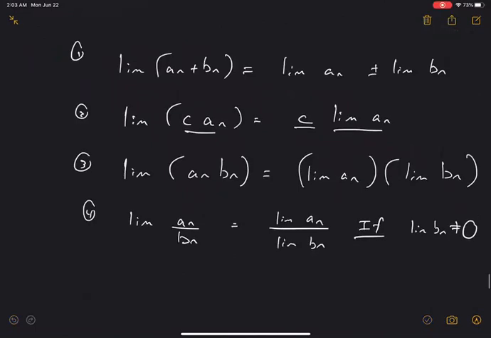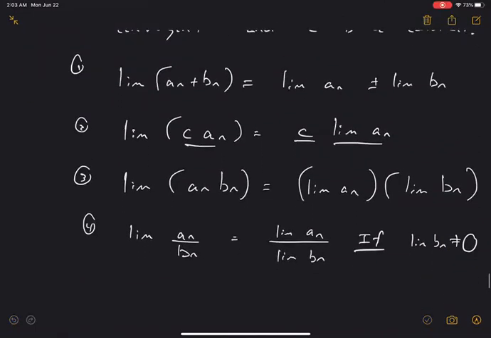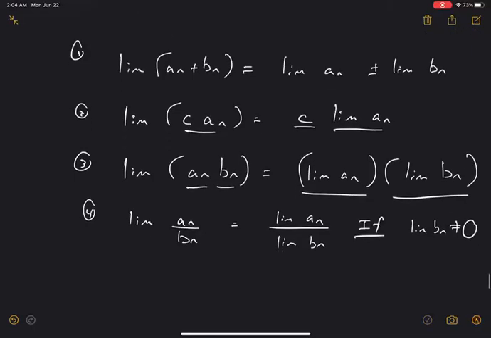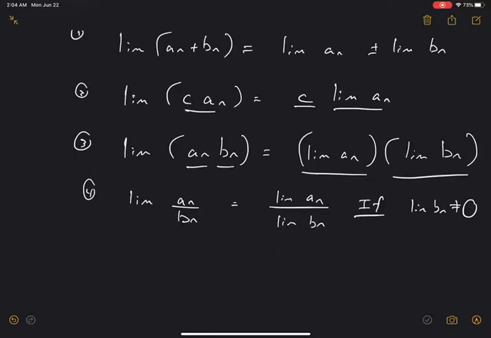I have 2 more results. If a_n and b_n are convergent, the limit of a_n times b_n is equal to the limit of a_n times the limit of b_n. And then finally, we have the same thing with division. As long as the limit of this b_n is not equal to 0, right? If this limit on the bottom is 0, then this is like 5 over 0 or something like that. That's not defined. So we need to always be sure that the limit of b_n is not equal to 0.